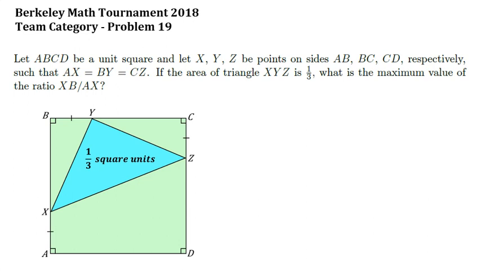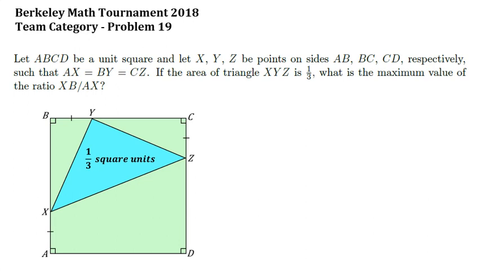Let's solve this optimization problem from the Berkeley Math Tournament 2018. So we have here the triangle XYZ inscribed in the unit square ABCD, where AX equals BY equals CZ, and the area of the triangle XYZ is fixed at 1/3 square units. Now we have to find the maximum value of the ratio XB over AX.